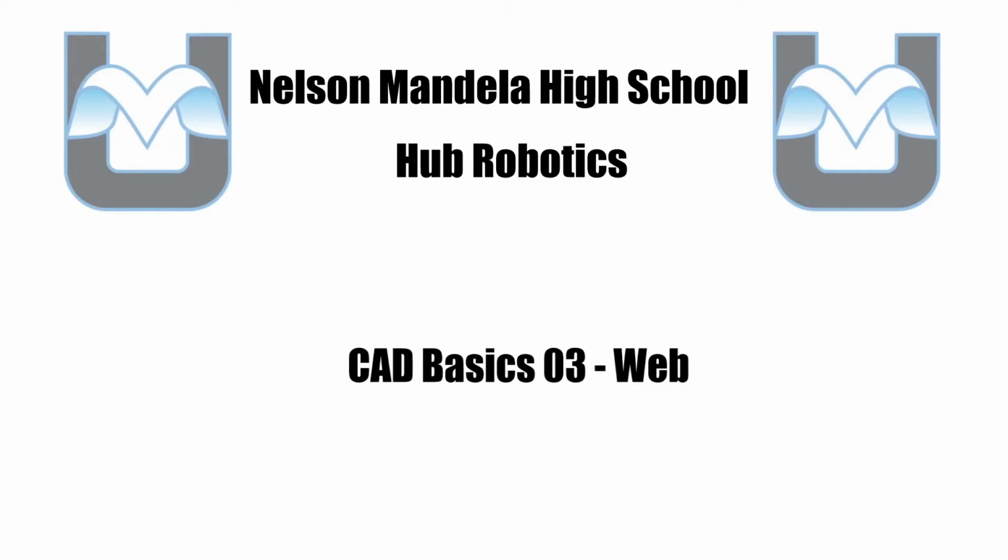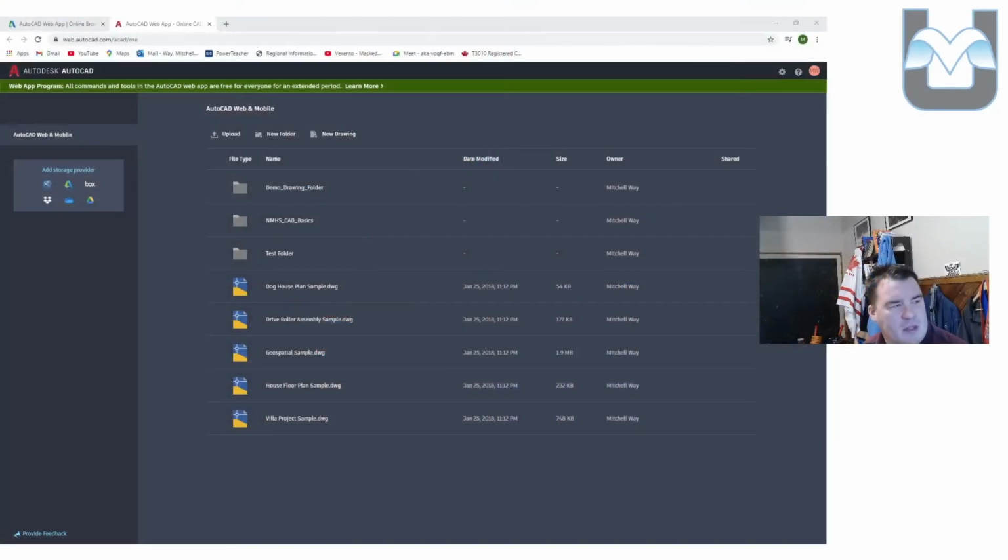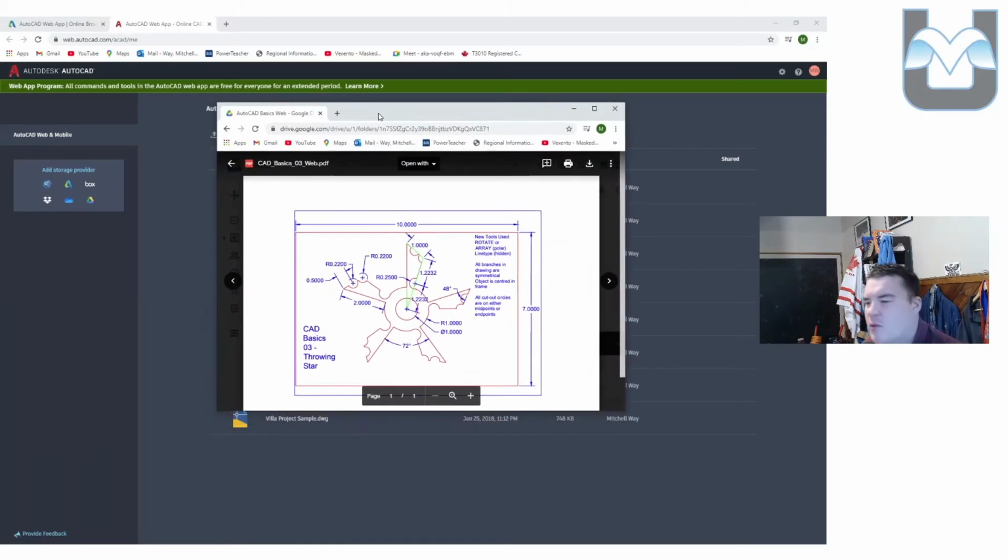We've got a throwing star this time, I believe, if memory serves, that we're going to be putting together in Autodesk AutoCAD Web. So I'm just going to kick over to my screen here. We're going to show you what we're actually going to create.